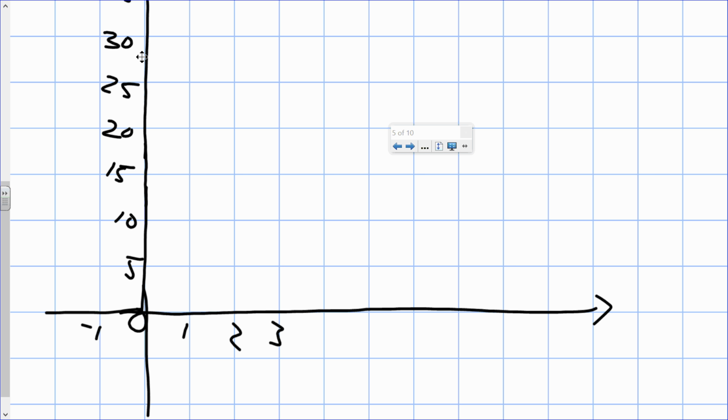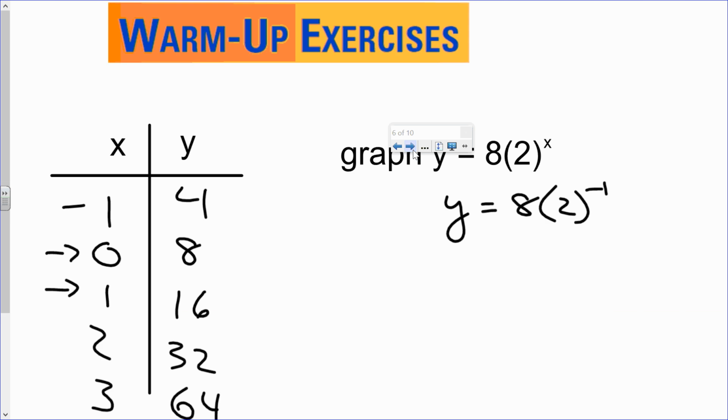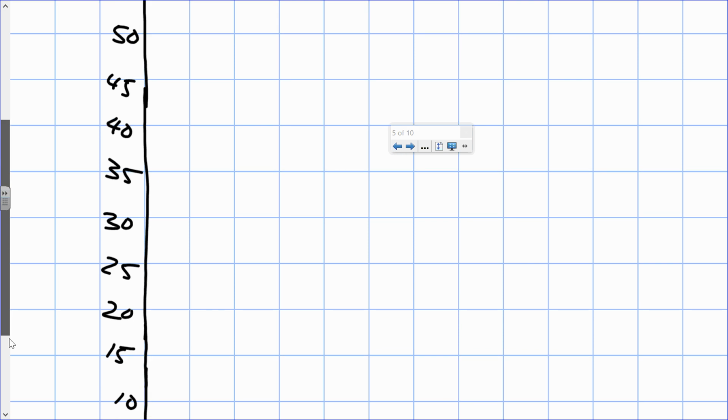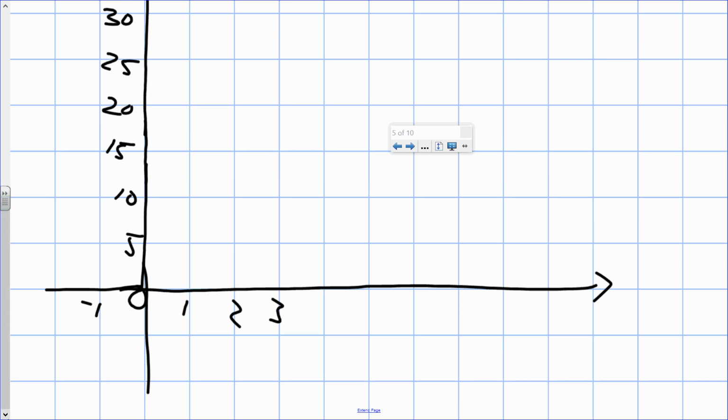When x was negative 1, y was 4. So negative 1, 4 is right here. I'm going to put it in Dodger blue since they're going to win tonight.